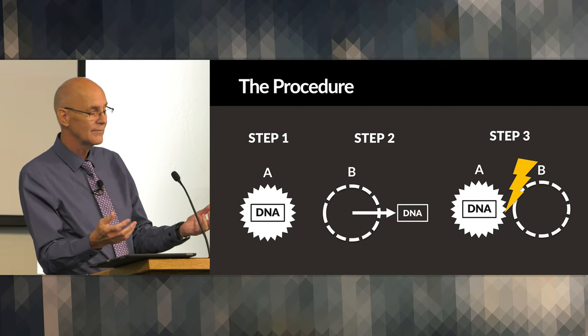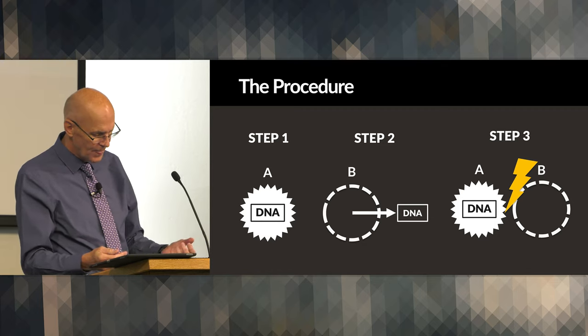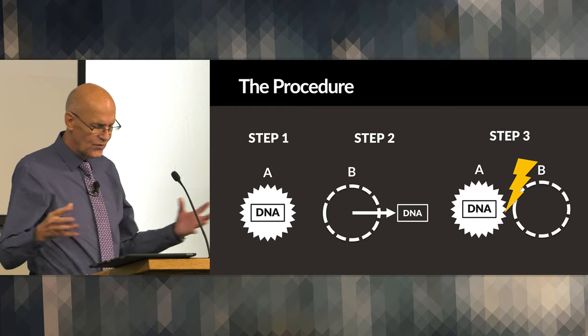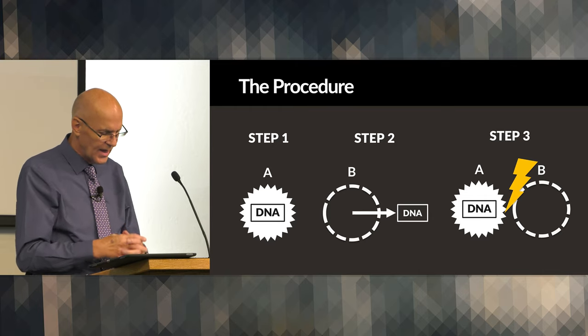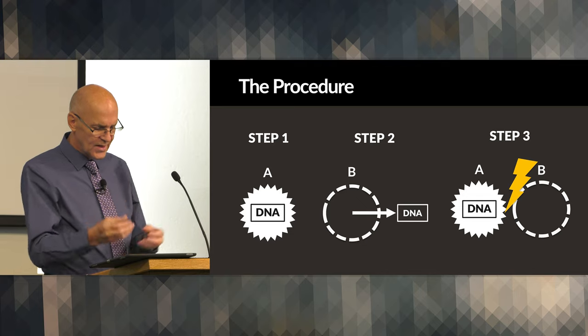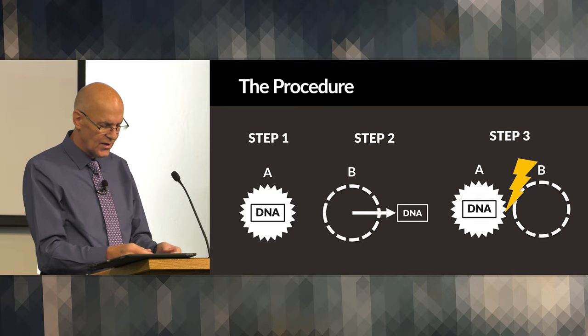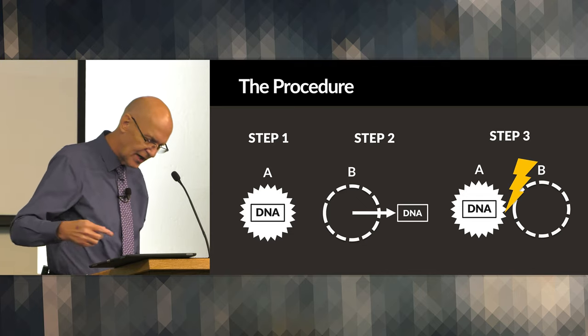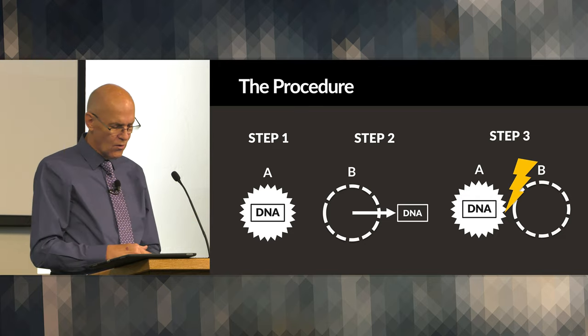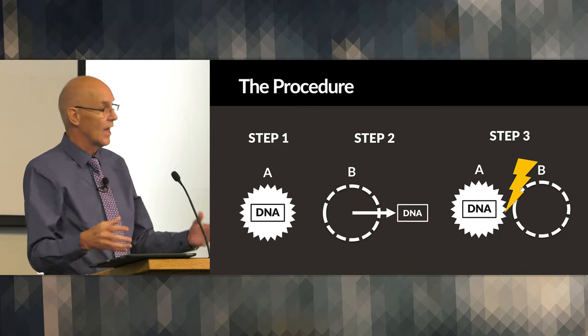With me so far? Step number three. The following step was to fuse these together. And he did this by placing these two cells next to each other and passing a current of electricity through them in order to get them to merge, and they did.